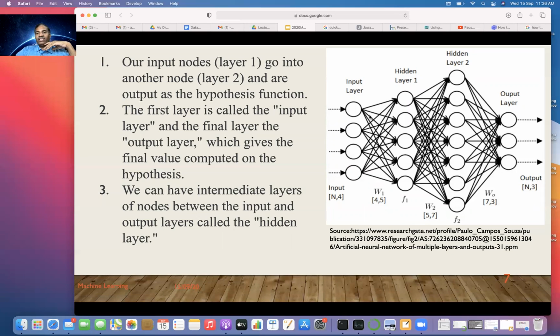Then again, it will output as many as you want. This is not fixed. How many units there are, or how many features you generate from the 4 input features, is up to you. Here in this case it is 5, but if you want 100 you can generate that also. These 5 again generate another set of features, and here we are generating 7. So these middle layers are called hidden layers.